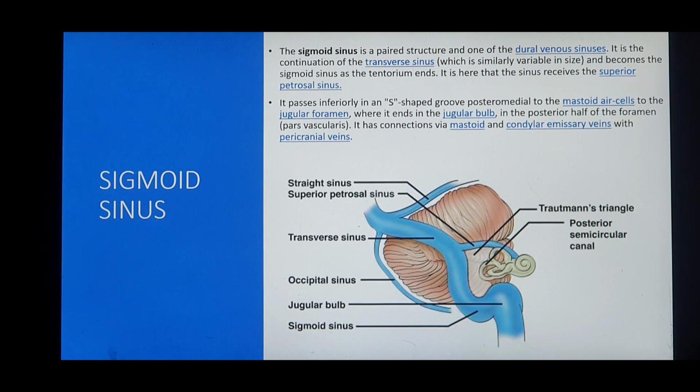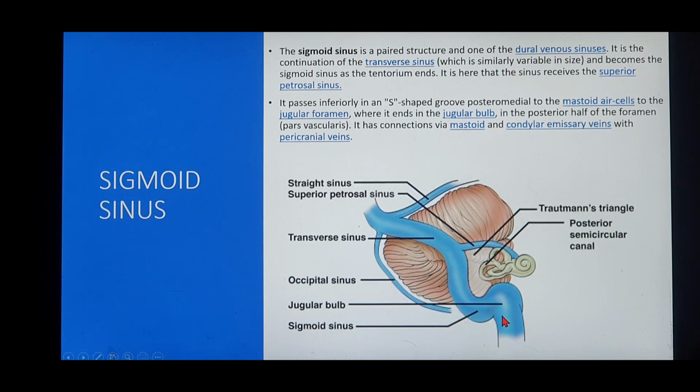Now moving on to the favorite sigmoid sinus of all the ENT surgeons, lateral skull base surgeons, and lateral skull base neurosurgeons. Now it is very short. Very few points you have to remember: the anatomy of Trautmann's triangle and the orientation of the posterior semicircular canal. That's it, nothing extra. You just have to remember it has an S-shaped course, and it drains from the superior petrosal, inferior petrosal, and eventually into the jugular bulb.